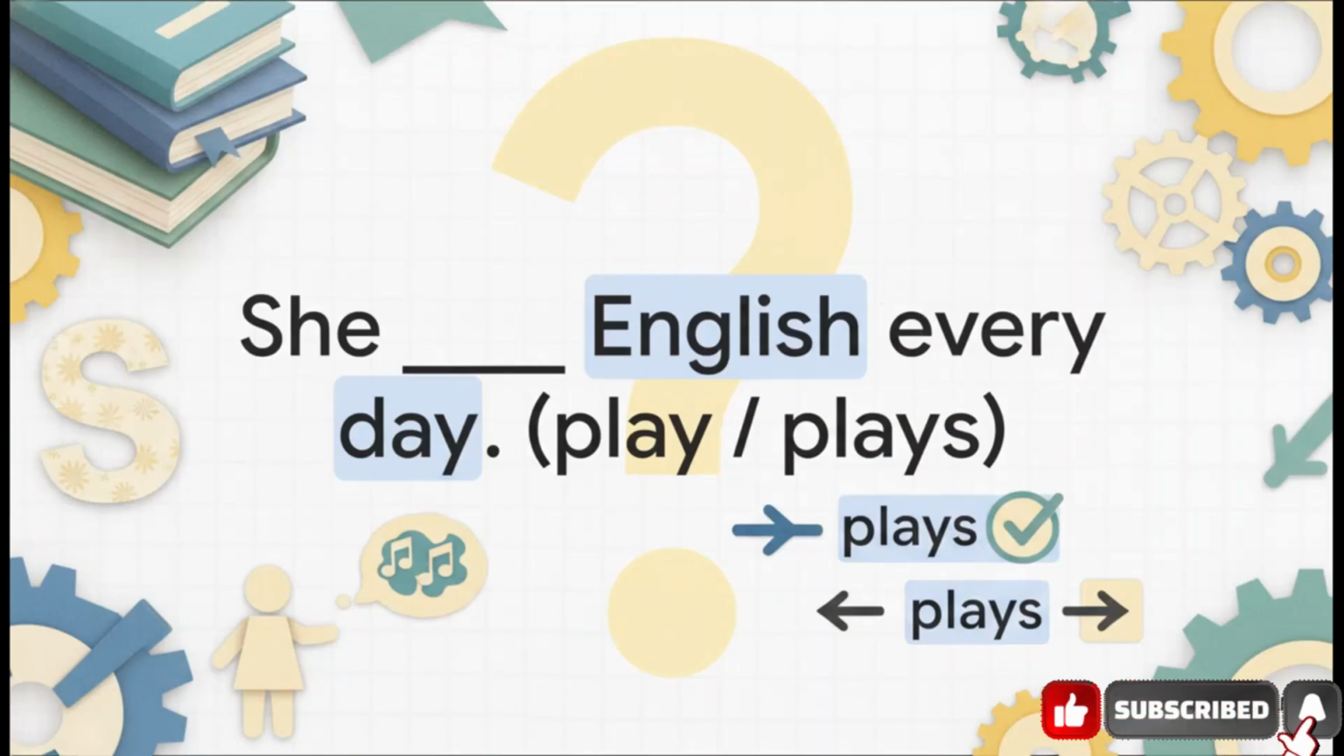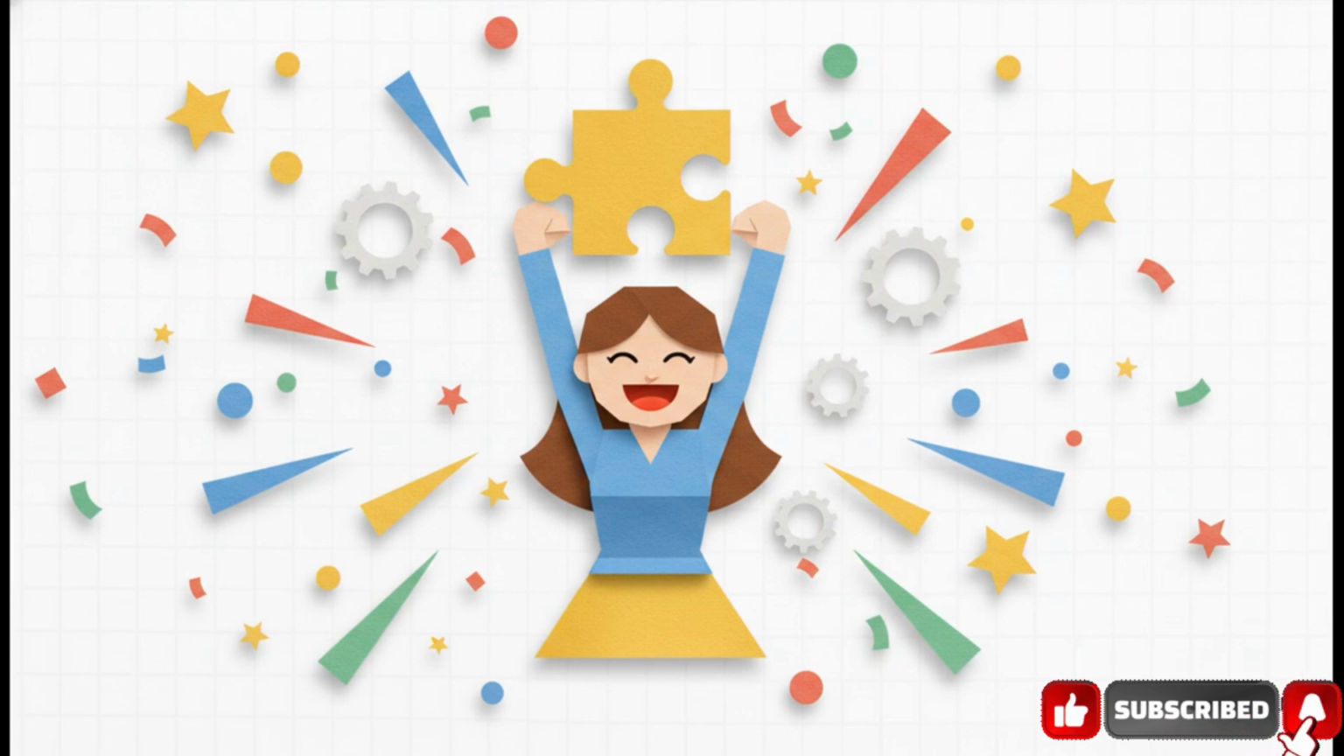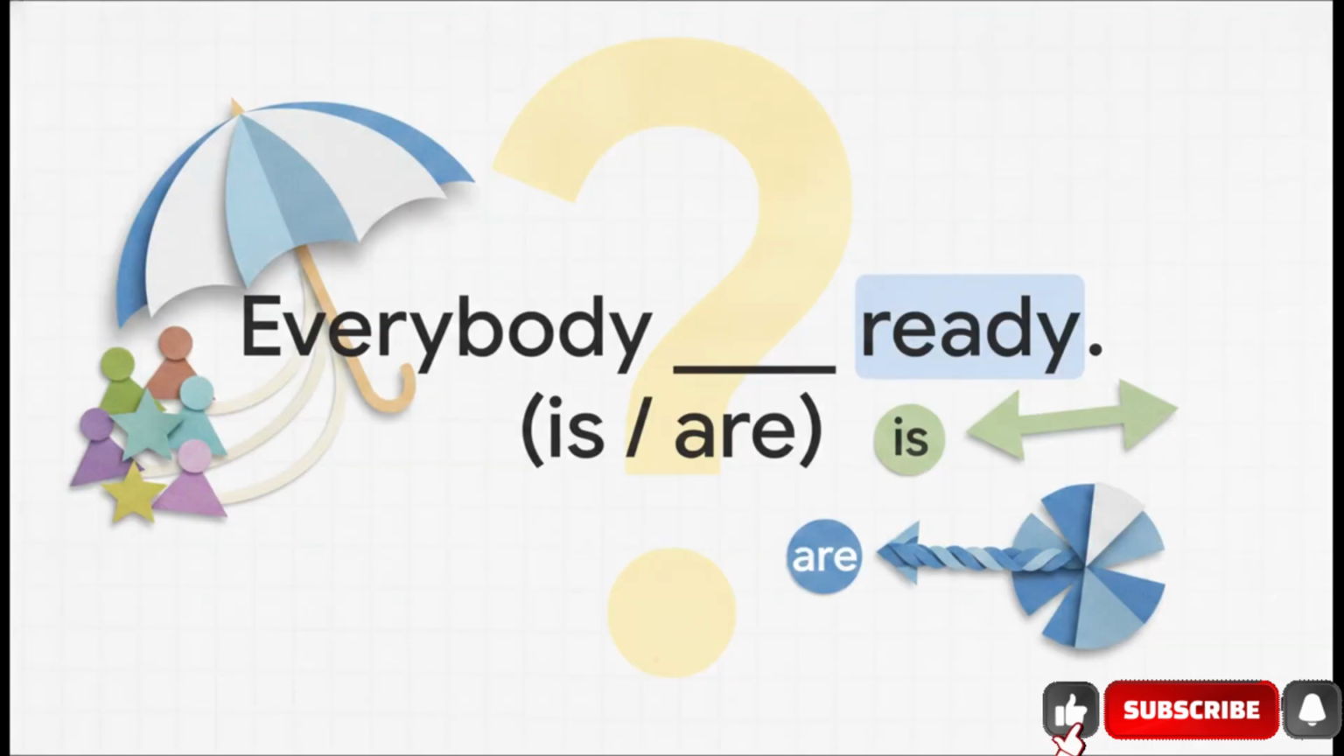Okay, here is your first challenge. Fill in the blank. She blank English every day. Are we choosing play or plays? Lock in your choice. And the answer is plays. Because we have the singular subject she, we absolutely need that S on the verb. She plays English every day. Got it? All right, let's try a tricky trap.